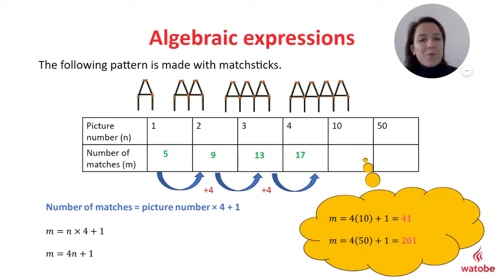So we can say 4 times 10 plus 1 gives me 41 matches in the 10th picture. And the 50th one, can you work that out? 4 times 50 plus 1 is 201.